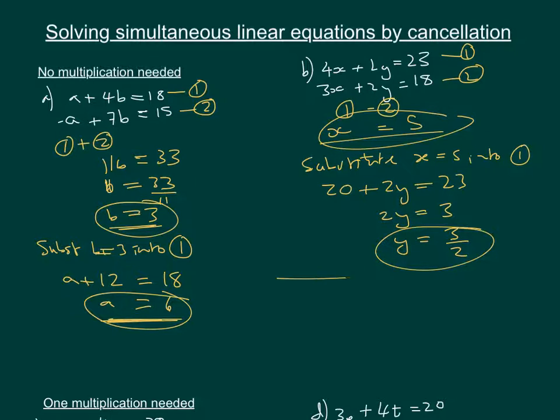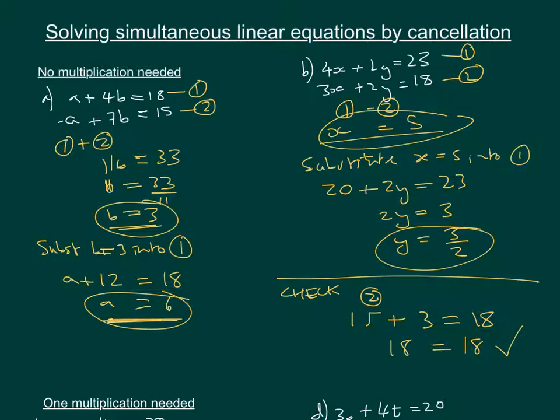If we're not sure, we can always check our work. It's a good idea to do this, and the way that we do this is just by substituting them both in. So we used equation 1 here, so now we need to check in equation 2. So 3x will be 15, so for equation 2 we'll have 15 plus 2 times 3 over 2, which is going to be 2 times 1.5, which is 3, equals 18. 18 equals 18. That makes sense, so it means we've got the right answer.